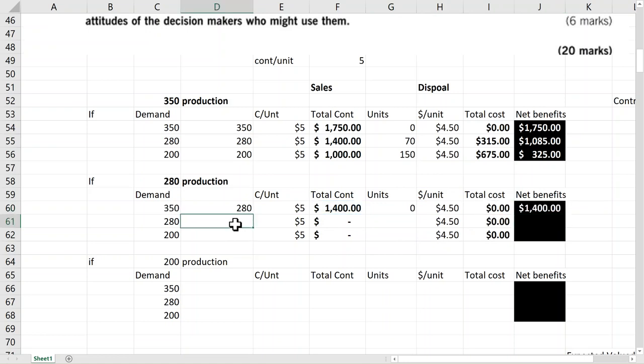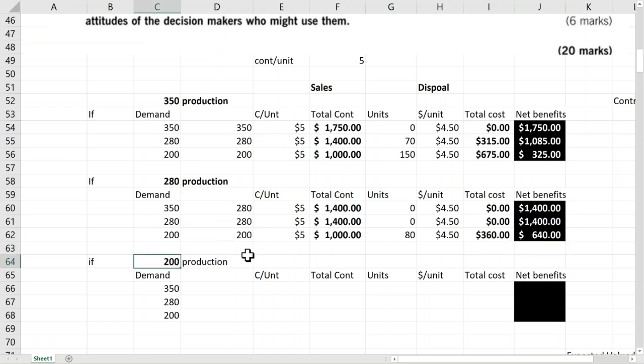What if we produce 280 and demand is 280? Still, we will be able to sell 280, which becomes 1400. And again, there will be no disposal because everything is sold. So the net benefit again is 1400. If we produce 280 and demand is 200, we will only be able to sell 200, which gives us 1000, and we will have to dispose the remaining, which is 80, at 360. So subtracting that becomes 640. So we could make from 640 all the way to 1000 profit if we produce 280 units.